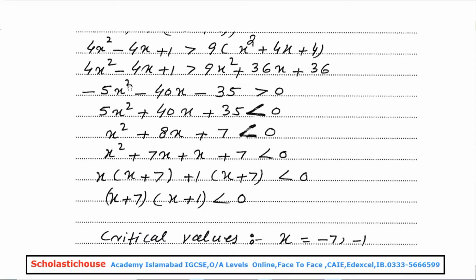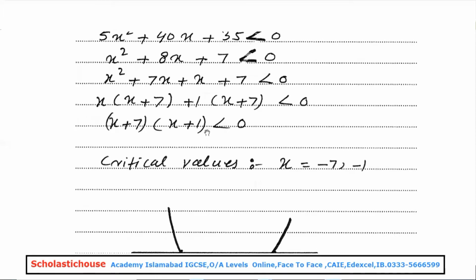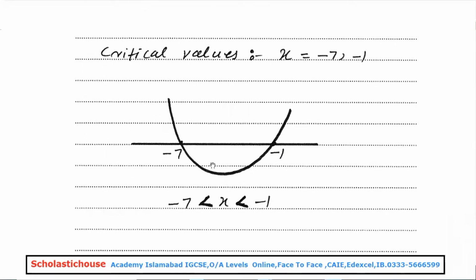Because the coefficient of x squared is negative, to make it positive, multiply the whole inequality by a negative sign. Because we are multiplying by a negative sign, it is very important to change the order of the inequality. So finally, we have x squared plus 8x plus 7 is less than 0. By middle term breaking, we have two factors, x plus 7 and x plus 1, less than 0. By equating each factor to 0, we get critical values x equal to negative 7 and negative 1.